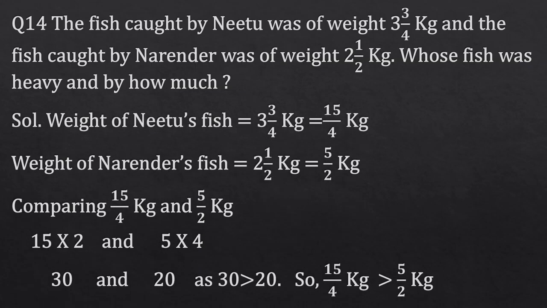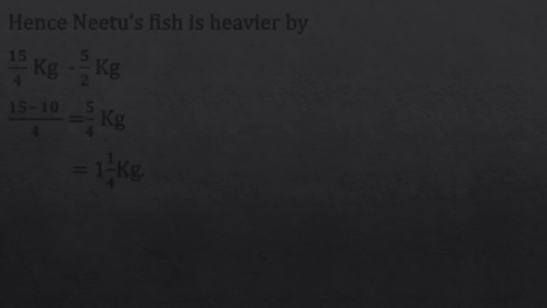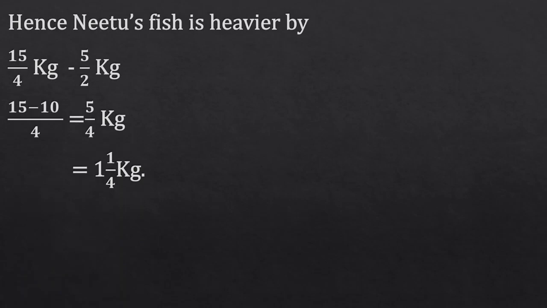Comparing 15 upon 4 kg and 5 upon 2 kg. We have to compare them. So we will compare them by cross multiplying. 15 multiply by 2 and 5 multiply by 4. You will get 30 and 20. Now you can see 30 is greater than 20. So 15 upon 4 is greater than 5 upon 2. Hence Neetu's fish is heavier by.